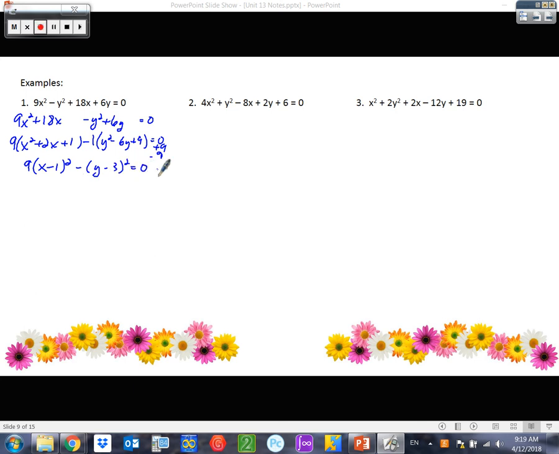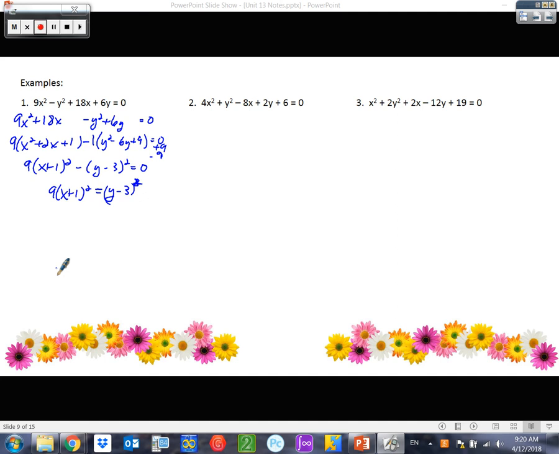Okay. So when we have this situation where it's a degenerate hyperbola, what we're going to do is take the negative piece, which is this piece, and move it to the other side to make it positive. So I have 9 times x plus 1 squared equals y minus 3 squared. Oh yeah, it's a plus, thank you. X plus 1. Okay. So I've moved that over.